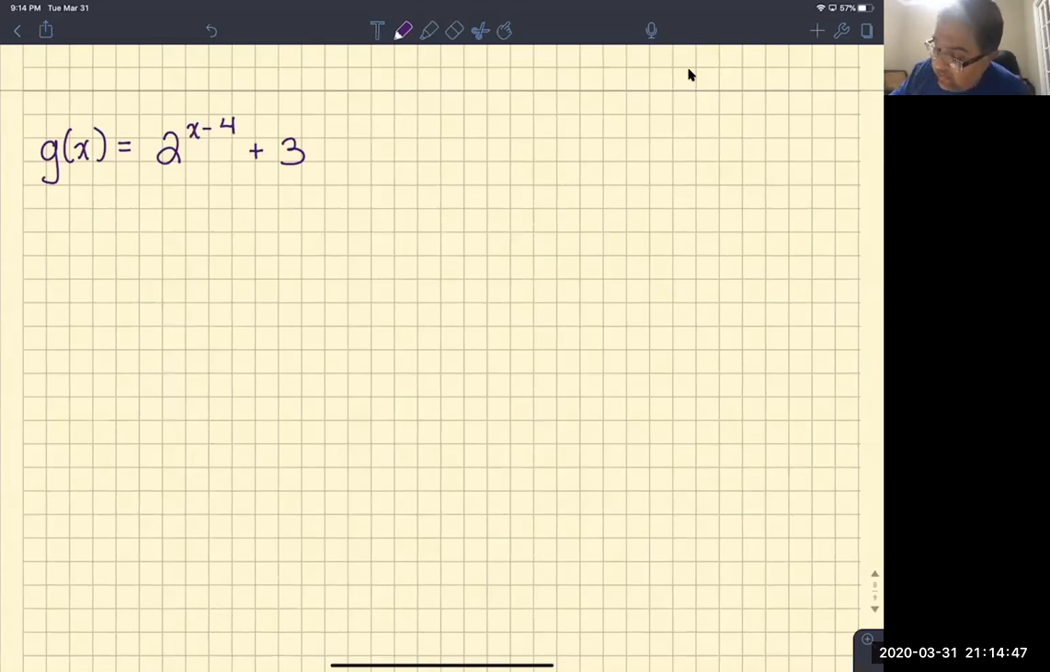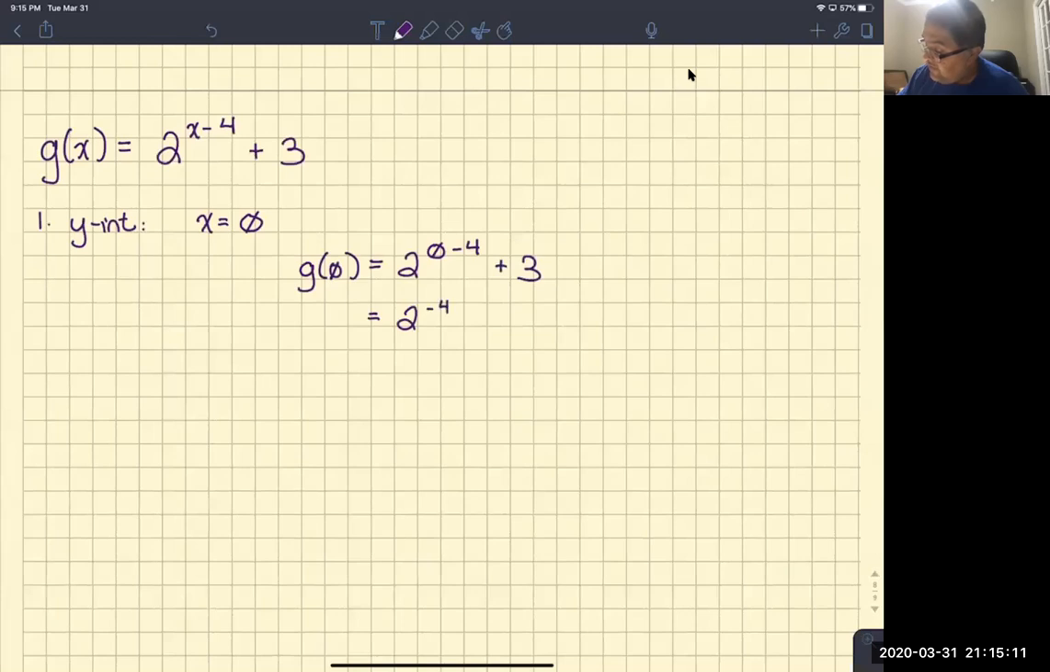So first thing we're going to do is find the y-intercept. Okay, so to find the y-intercept, you set x equal to 0. So 2 to the 0 minus 4, plus 3. Okay, 0 minus 4 is 2 to the negative 4, plus 3.